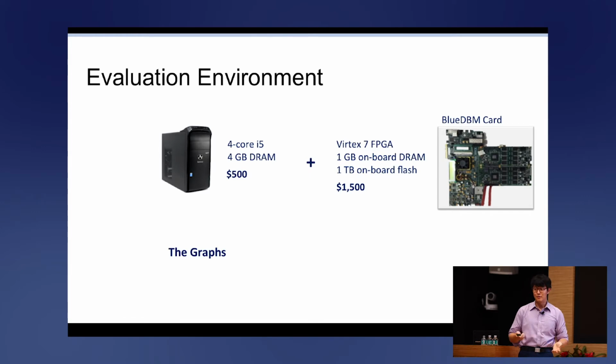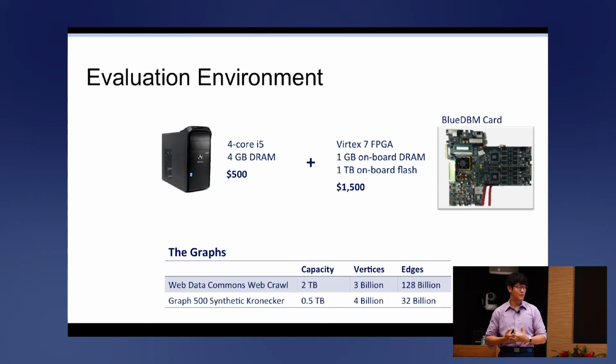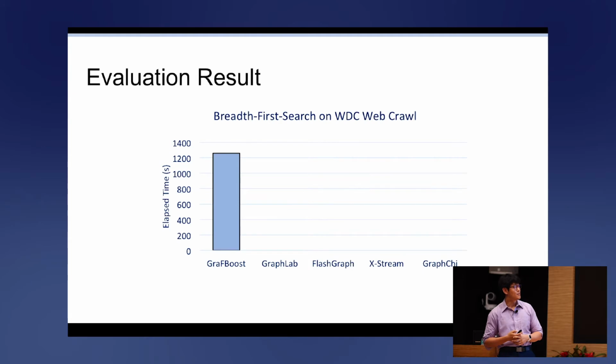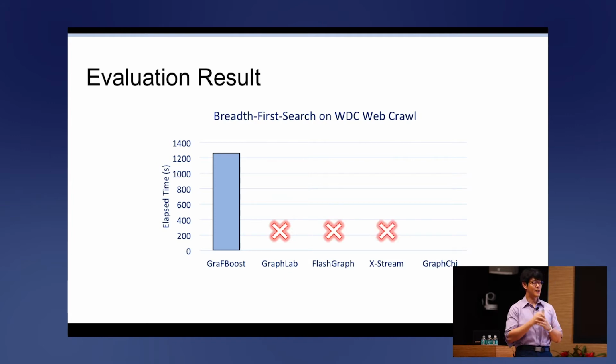So we tested against multiple graphs, but the graphs of interest include the Web Data Commons web crawl graph, which was 2 terabytes in size, 3 billion vertices, 128 billion edges, and the synthetic Kronecker graph, which is smaller in size, half a terabyte, but has more vertices and fewer edges. They have different characteristics. So we evaluate the performance. GraFBoost, when we did breadth-first search on the Web Data Commons web crawl graph, took a certain amount of time to run the algorithm. And of the other systems, GraphLab ran out of memory, FlashGraph ran out of memory, X-Stream ran out of memory, and GraphChi took, I think, 4 days before we killed the software.